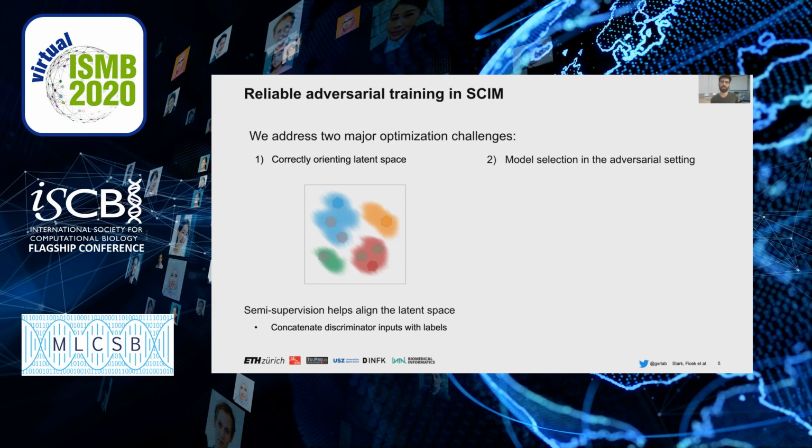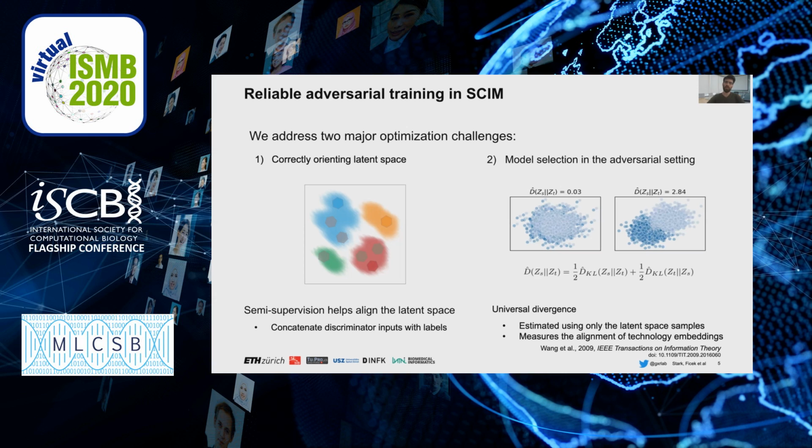The second challenge we address is model selection under adversarial training. This is in general not straightforward. The practitioner is not afforded some value, such as the negative log likelihood, that can be optimized to select the best parameter settings. Often qualitative inspection or domain-specific metrics are employed to measure the performance of an adversarial model.